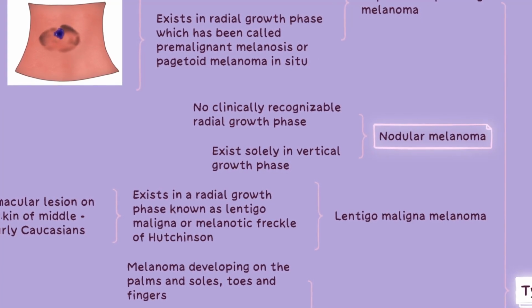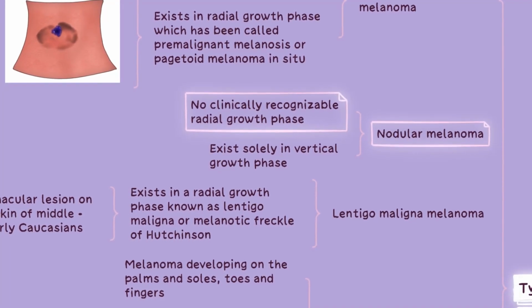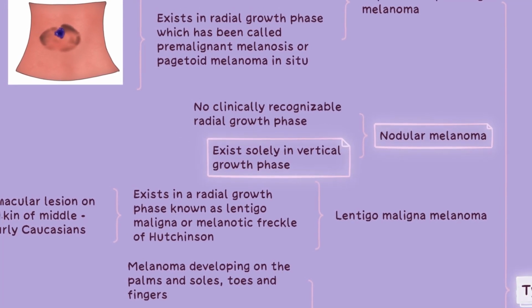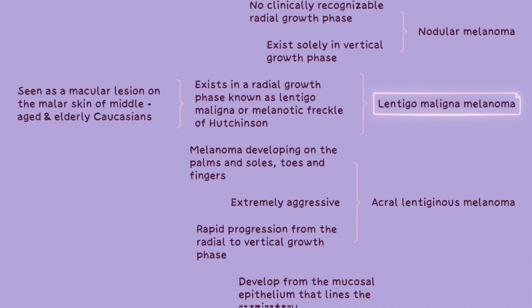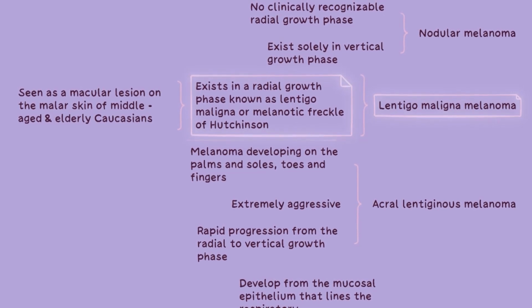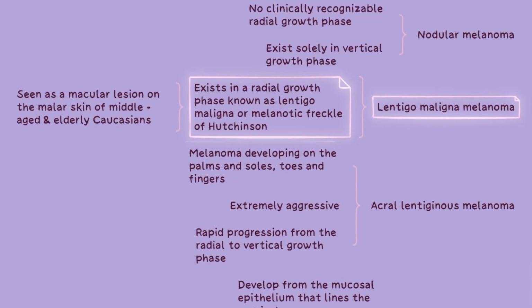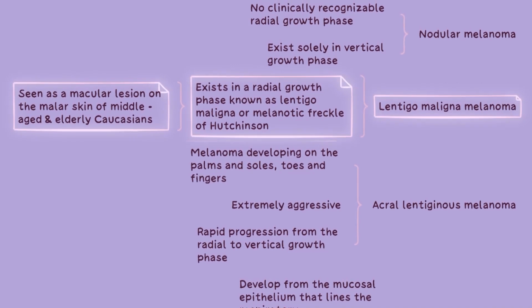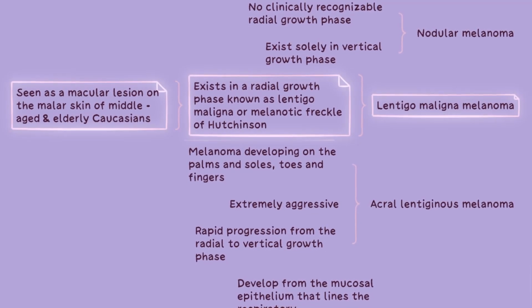Second is nodular melanoma. This type of melanoma does not show a clinically recognizable radial growth phase and exists solely in the vertical growth phase. The next one is lentigo maligna melanoma, which is characterized by its radial growth phase. Known as lentigo maligna or melanotic freckle of Hutchinson, it is commonly seen as a macular lesion on the malar skin of middle-aged and elderly individuals with fair skin.